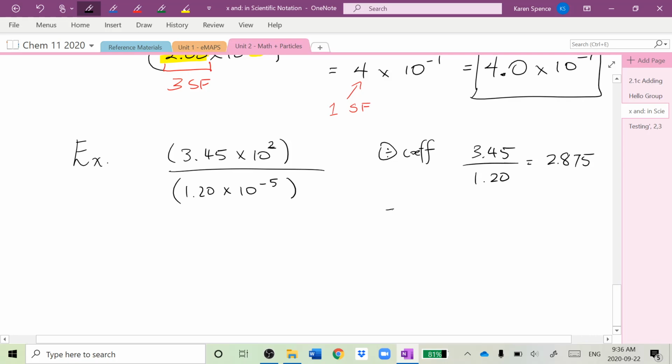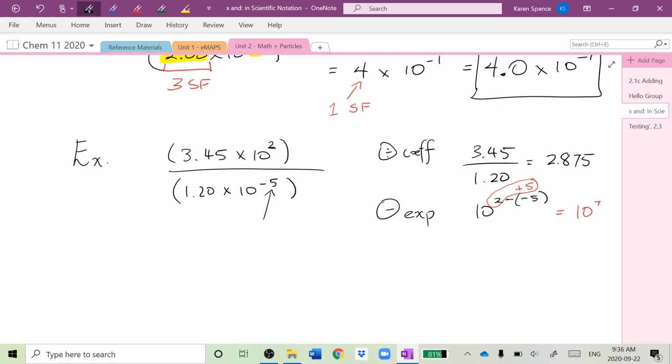Then we are going to subtract our exponents. So we have 10 to the 2 minus, and our second exponent here is negative 5, so it's going to be minus negative 5, which is the same as adding 5, right? So I've now got 2 plus 5, which is going to equal 10 to the 7. Okay? So we get 2.875 for our coefficient times 10 to the 7.